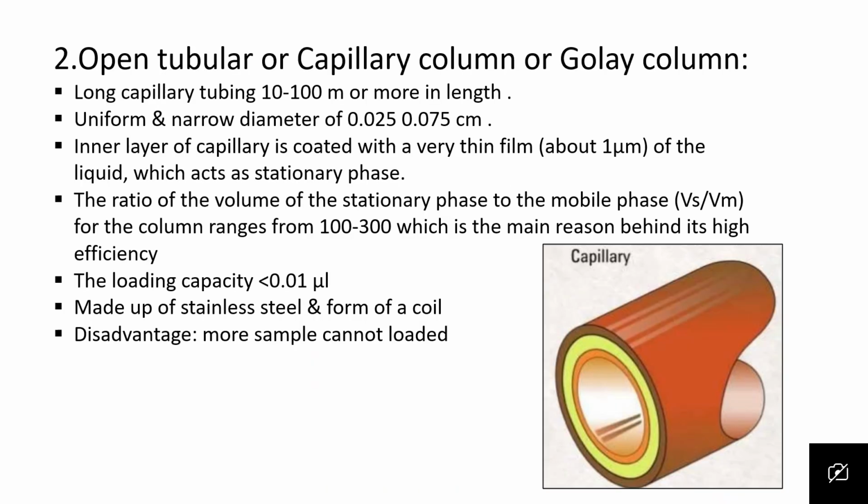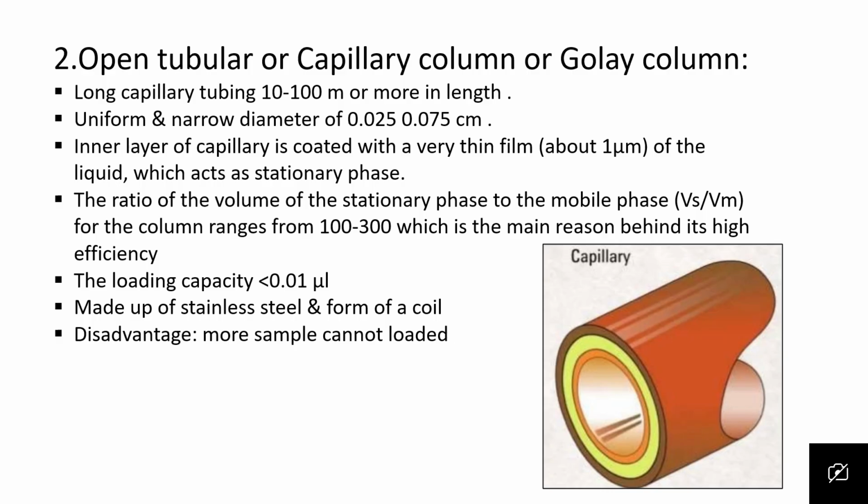Second, open tubular or capillary column, or Golay column. Long capillary tubing, 10 to 100 meters or more in length. Uniform and narrow diameter of 0.025 to 0.075 centimeter. The inner layer of the capillary is coated with a very thin film, about 1 micrometer, of liquid, which acts as stationary phase. The ratio of the volume of the stationary phase to the mobile phase, Vs/Vm, for the column ranges from 100 to 300, which is the main reason behind its high efficiency.